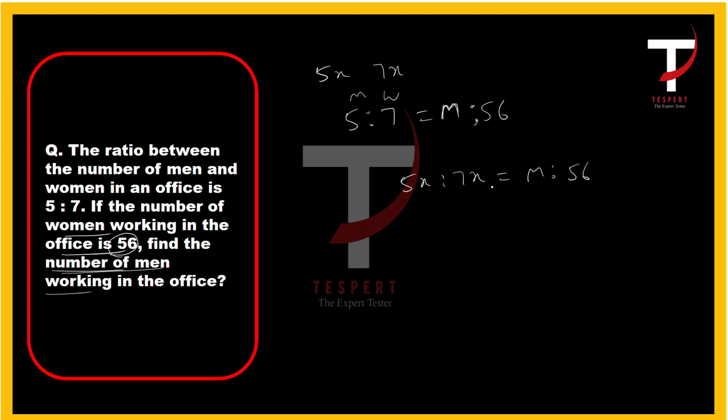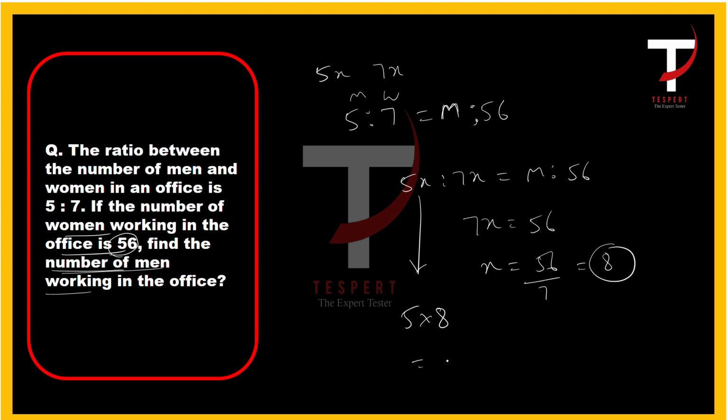So this 7x will now be equal to 56. X will be equal to 56 by 7, which is 8. So if x is 8, then 5x is 5 into 8, which is equal to 40.